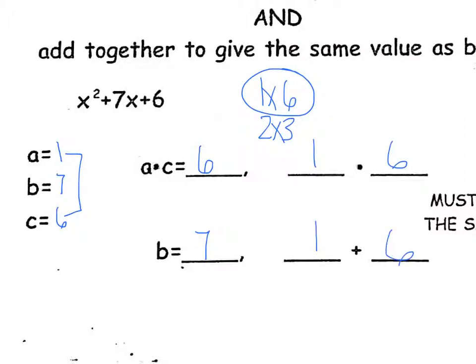1 and 6. And we always check. 1 times 6 is 6, and then 1 plus 6 is 7. And that's it. There's your factors. This is your factors. 1 and 6.